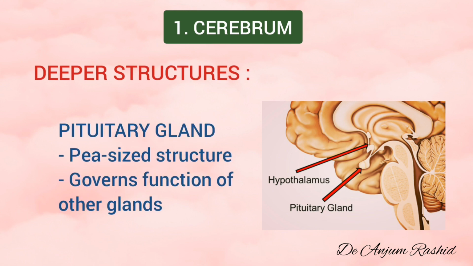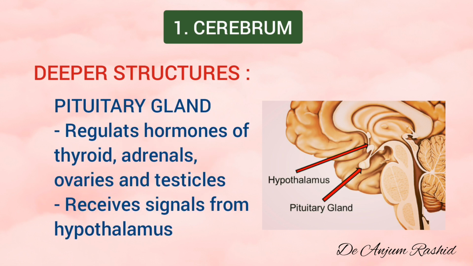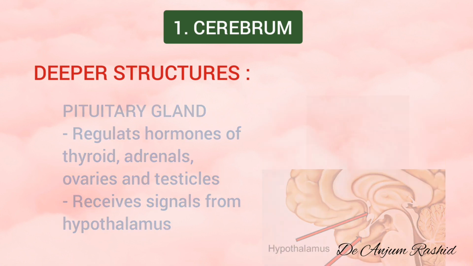Now, deeper structures within the brain. First is the pituitary gland. It is a pea-sized structure which is found deep in the brain behind the bridge of the nose. The pituitary gland governs the function of the other glands in the body. It regulates the flow of hormones from the thyroid, adrenals, ovaries, and testicles. It receives chemical signals from the hypothalamus through its stalk and blood supply.